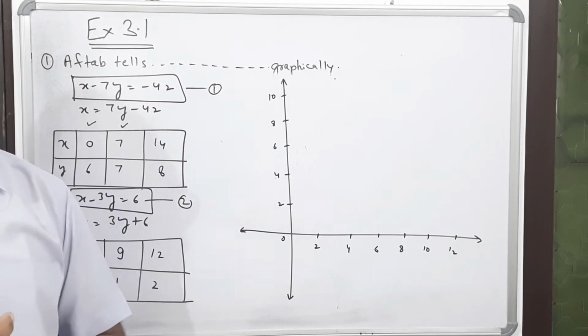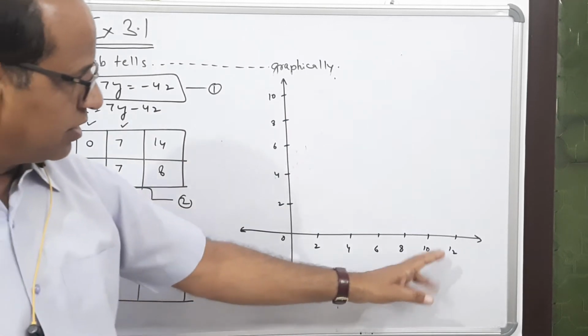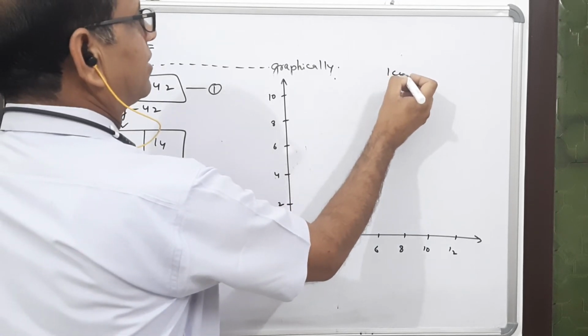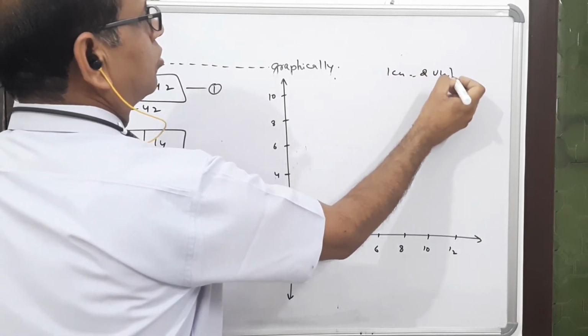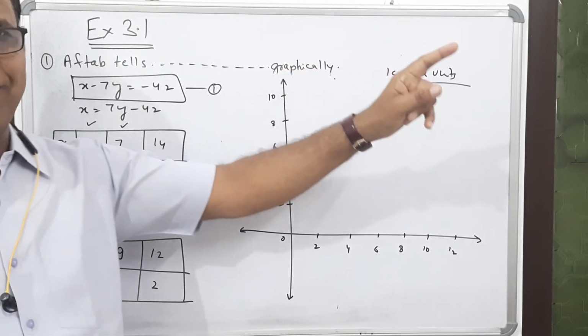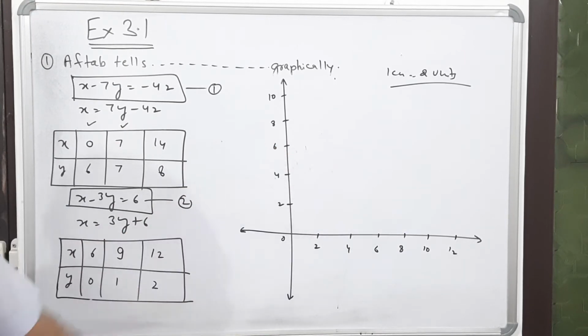I made the graph in such a way that the first quadrant is bigger, and you might have noticed here that I have taken the scale 1 centimeter equals 2 units. So better you take the scale as 1 centimeter equals 2 units. As you are having big values, you will be able to accommodate them.